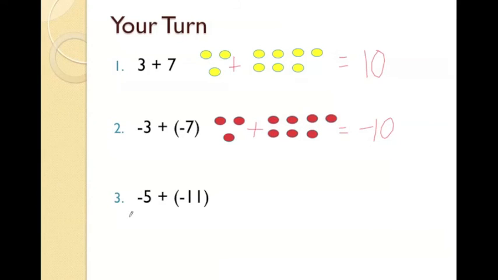For number 3, I'm going to use the absolute value. The absolute value of negative 5 is 5, plus the absolute value of negative 11 is 11. 5 plus 11 is 16. Going back here, use the signs of what I added, and I get negative 5 plus negative 11 equals negative 16.